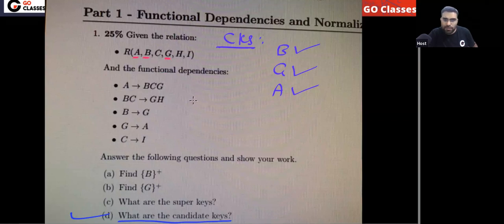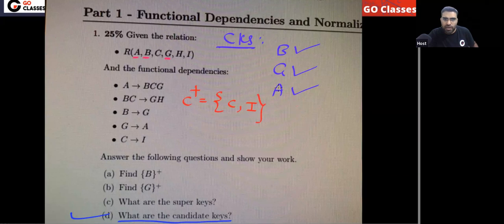For example, what is C plus? What can C bring? C can bring C. C can bring I also. What else can it bring? These two, what can they bring? These two cannot bring anything else. Yes or no? That's it.